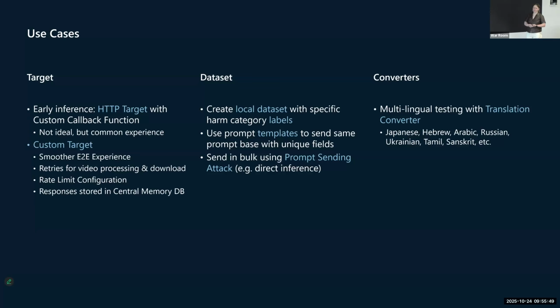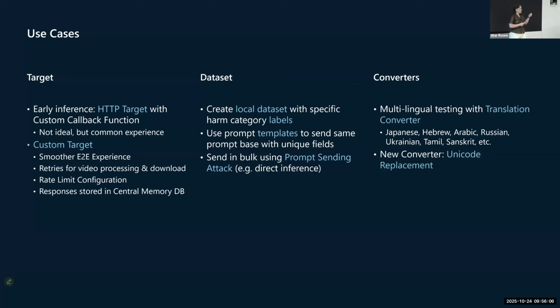And the last component I'll talk about is our converters. So we did a fair number of multilingual testing using our translation converter. So all of our prompts started in English. We used PyRIT to translate them on the fly into these languages that I've highlighted above. And we used that to look at different scenarios.